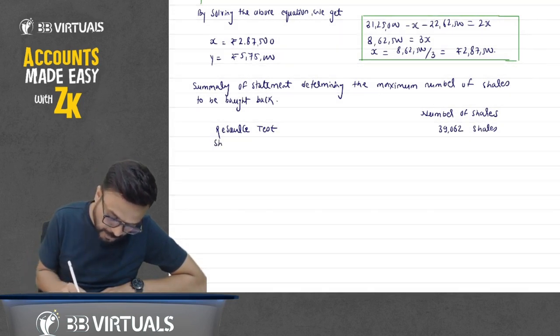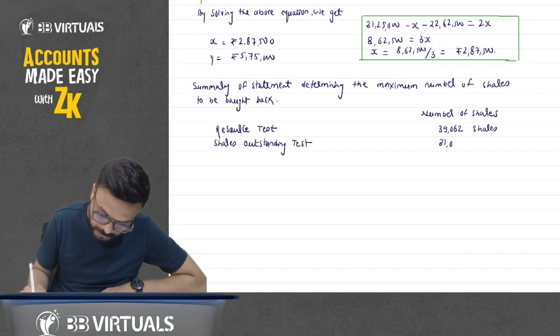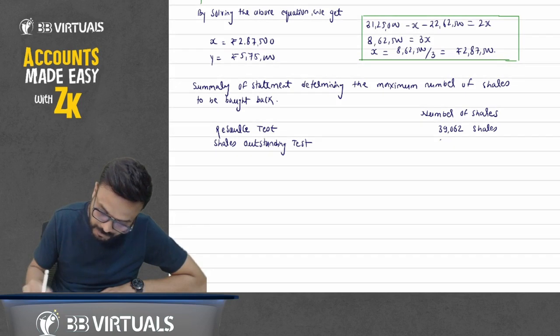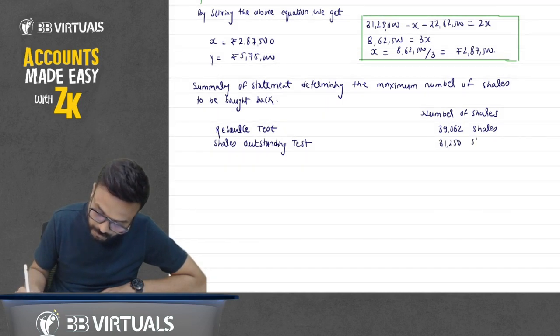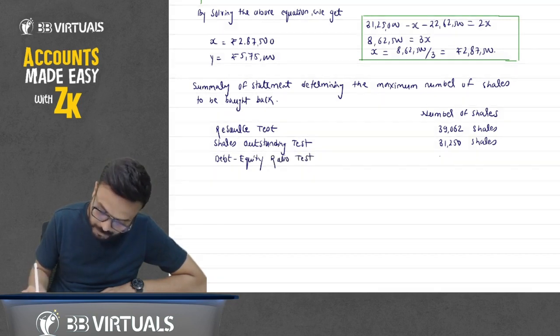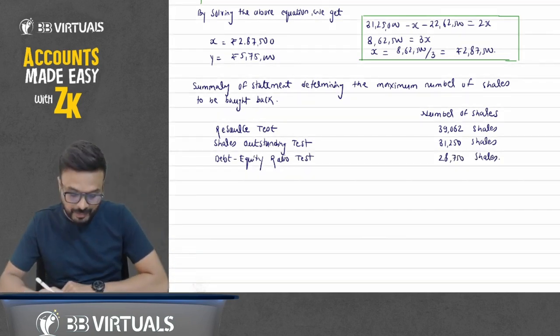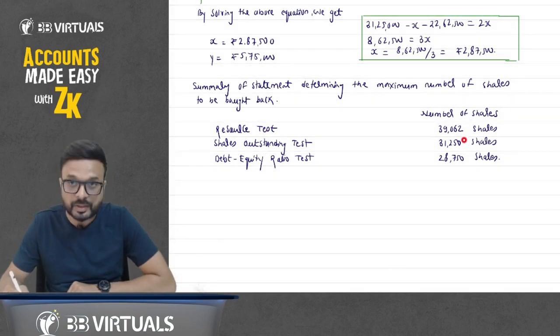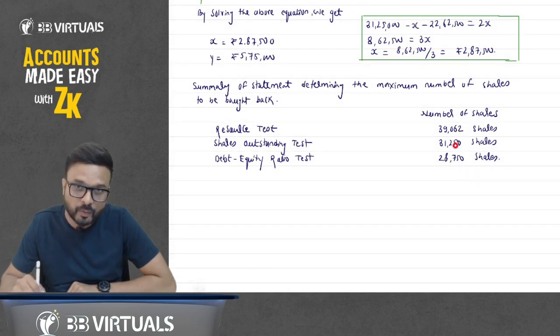As per shares outstanding test, how much is it? 31,250 shares. Third, debt equity ratio test, which is 28,750 shares. So as per the first condition we can do this maximum, as per shares outstanding this, as per debt equity this. If you take the least of these three, then there will be no violation of any condition.